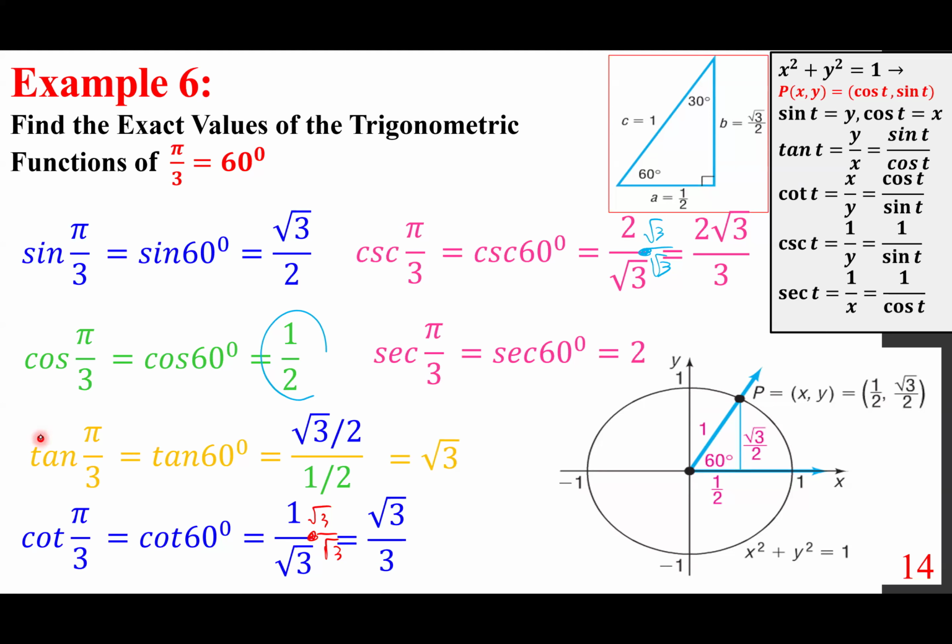So, for 60 degrees, sine is square root of 3 over 2, cosine is 1/2, tangent is square root of 3, and the rest of them are reciprocals.